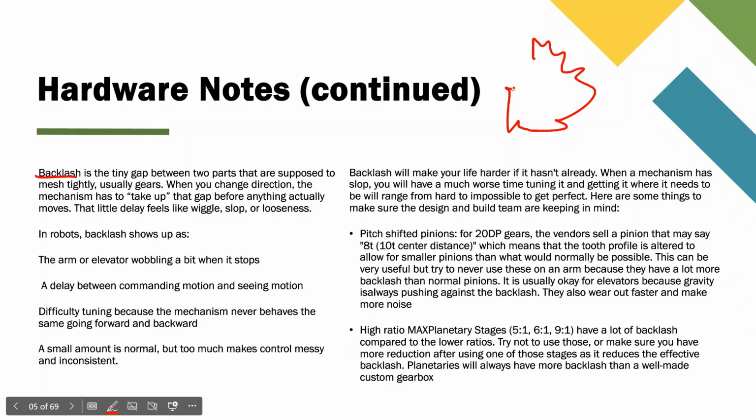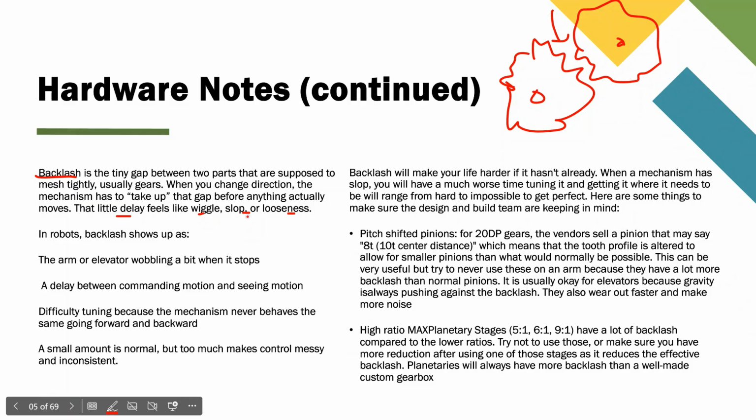Pretend this is a nice gear, and then you have another gear right here. Pretend those are very beautiful gears. And you notice this little crevice between them. That can cause a lot of problems, as when you change direction, the mechanism has to take up that gap before it can actually move, and this can feel like a delay or wiggliness, slop, or looseness.